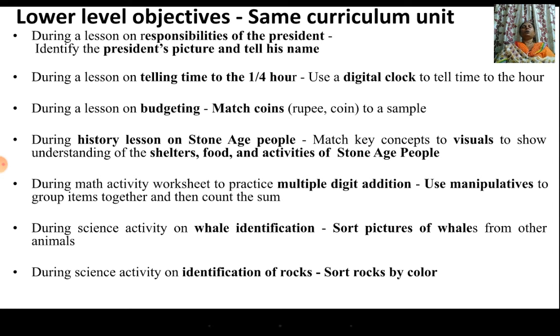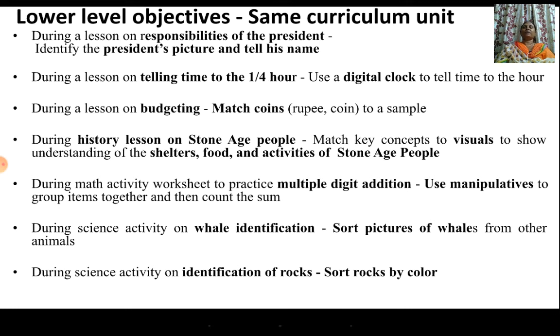And here are the lower level objectives which are set for a student with intellectual disability in the same curriculum unit. So in a lesson about the responsibilities of the president, the child can be asked to identify the president's picture and tell his name, while other children will be learning more about the responsibilities of the president. And in a lesson focusing on telling time to the quarter hour, a digital clock can be used to help the child learn about time instead of the regular clock.